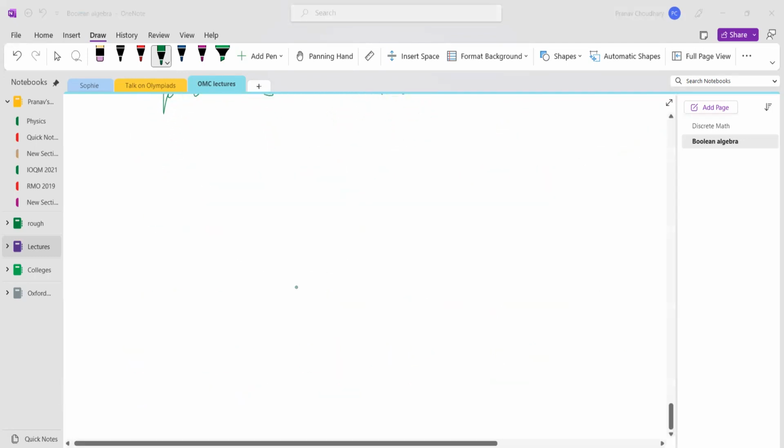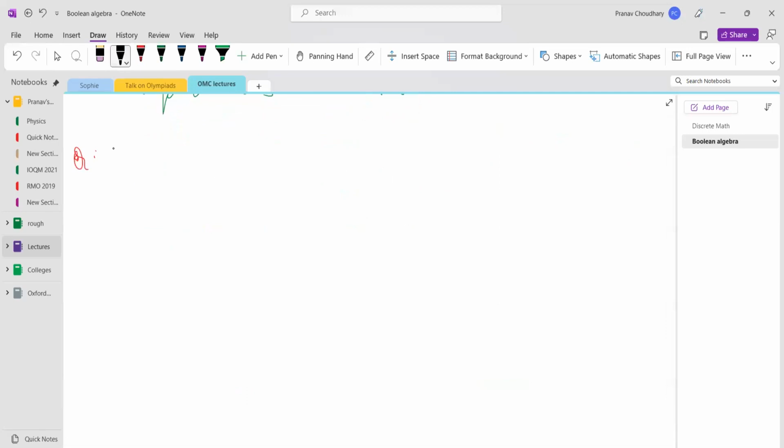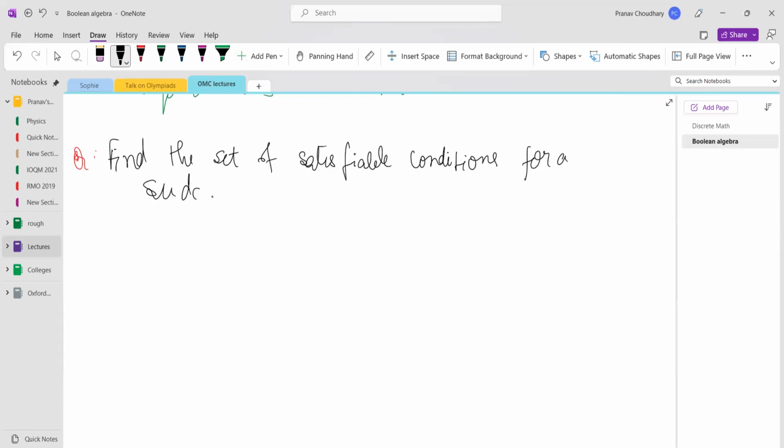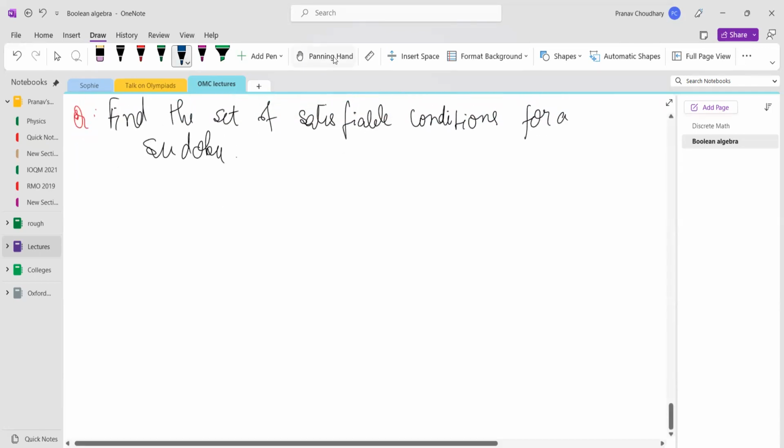Yeah. So now let's move on to the interesting thing. Question: find the set of satisfiable conditions for a Sudoku. Let me explain the question, or what it means basically. I hope everyone knows a Sudoku. Is there anyone who does not know what a Sudoku is?